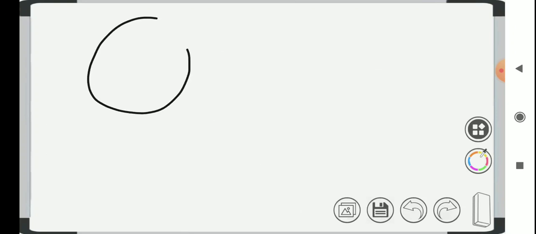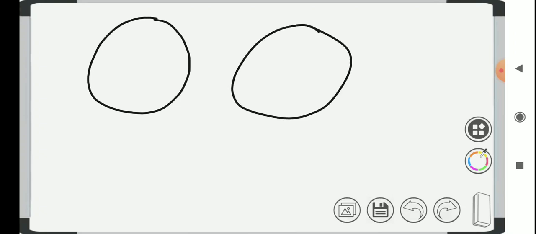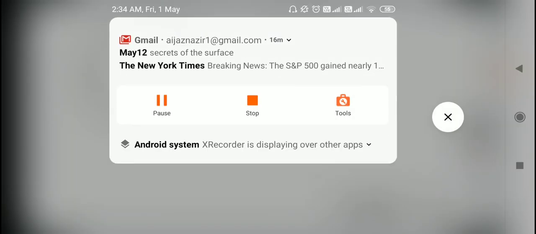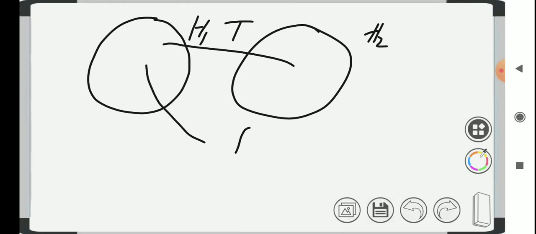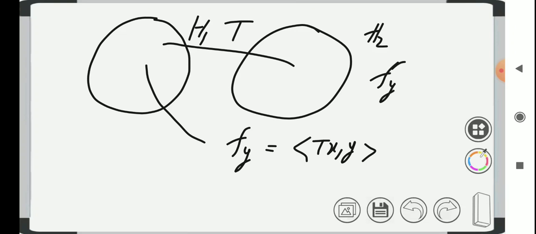Let me show it here again. We have a Hilbert space H1 and a Hilbert space H2. We have a mapping T, a bounded linear operator, and we have a bounded linear functional F_y defined by F_y(x) = inner product of Tx, y, and we showed that this is a bounded linear functional on the Hilbert space H1.